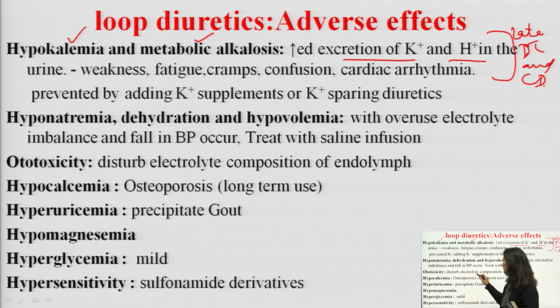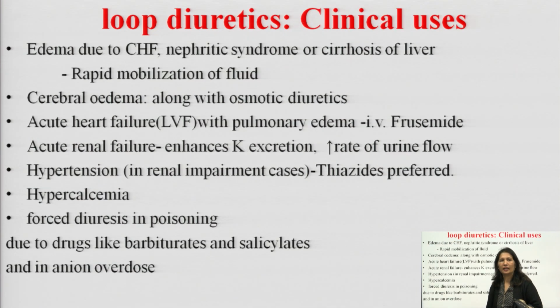Ototoxicity, because it disturbs electrolyte composition of endolymph. Ototoxicity means inner ear toxicity, impairment in hearing. Hypocalcemia, osteoporosis occur in the long term. It may precipitate gout, hypomagnesemia, hyperglycemia, hypersensitivity reaction.